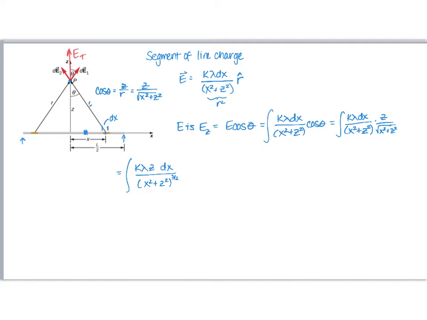Now, we're almost ready for the integration. We would probably go from minus L over 2 to L over 2. But we're going to take advantage of the symmetry of the problem and the fact that each half of the line segment is going to contribute equally. So we're going to just multiply it by 2, and we're going to just integrate from 0 to L over 2.